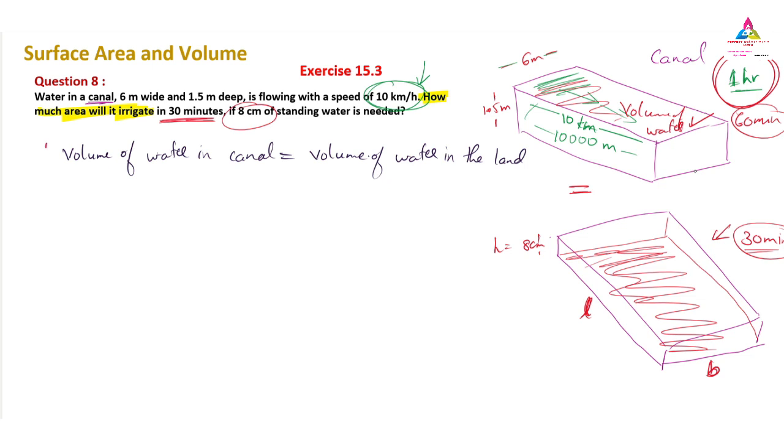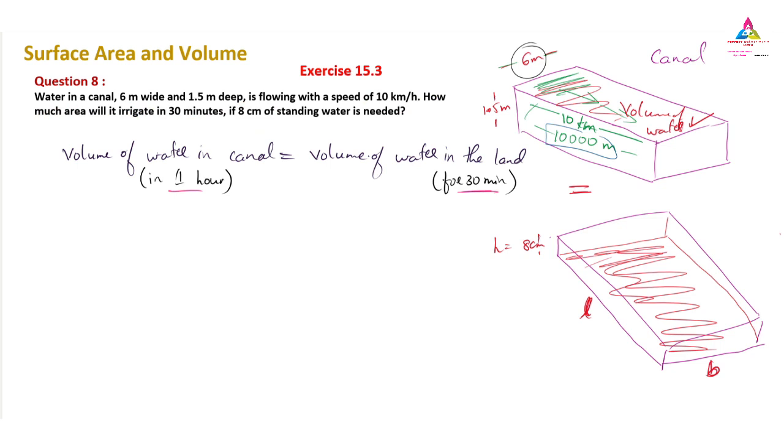So here what we have to do is half. Why did it come half here? You may ask me, so I will write it down here at the bottom. In 1 hour, and this is for 30 minutes. So irrigating for 30 minutes here, and this is for 10 km per hour. So the 1 hour and 30 minutes difference, that we have to make correct. See here, this volume of the water in a canal is for 1 hour, because that is how much is stored, we are counting for 1 hour. 1 hour is referred to as 60 minutes.